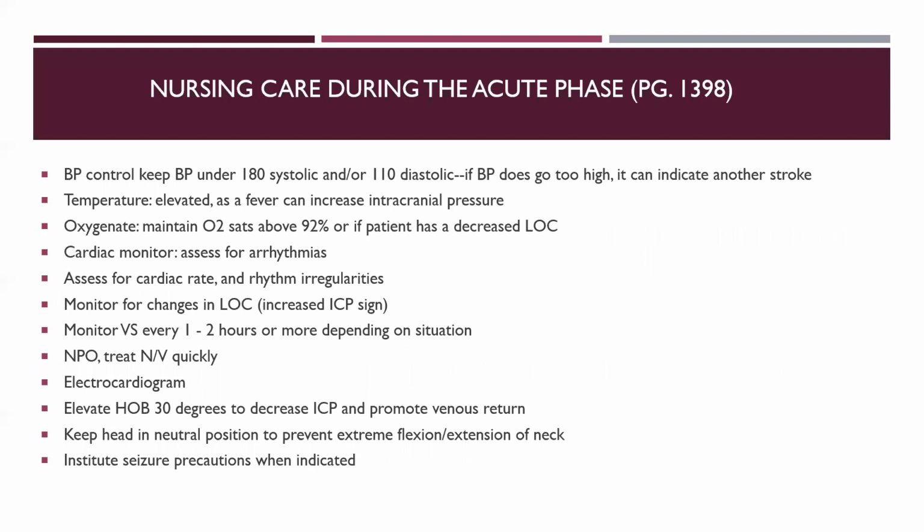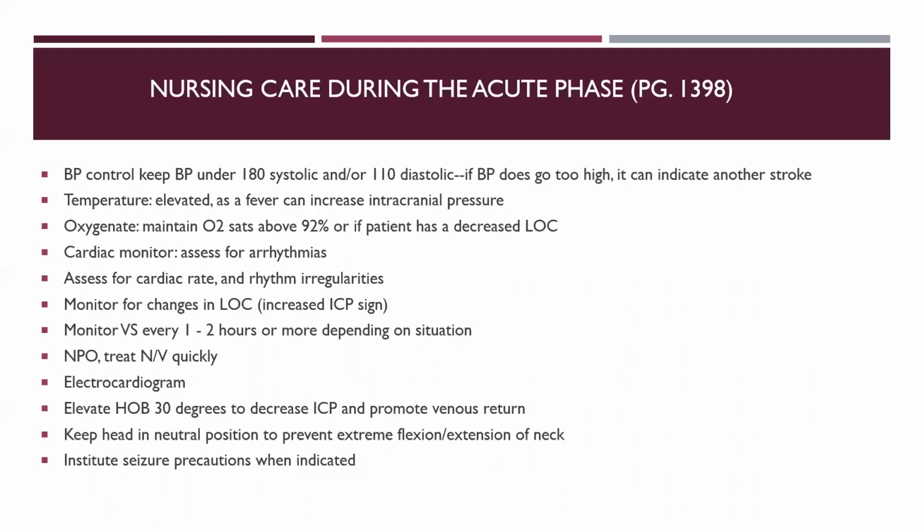So your nursing care, blood pressure control needs to be as tight as possible. We want to keep people under 180, over 110. If it goes too high, could be indicative of another stroke, but we also want to be responsive to low blood pressures as well. Looking at their temperature, when it's elevated, that fever can increase the intracranial pressure, making sure that their O2 stats are above 92, or if they have a decrease in level of consciousness, that we check their oxygenation, that we're assessing for any type of arrhythmias, looking at their rate and rhythm.